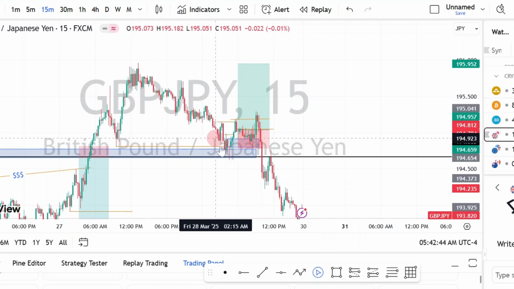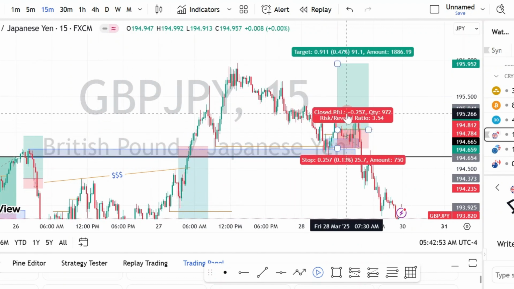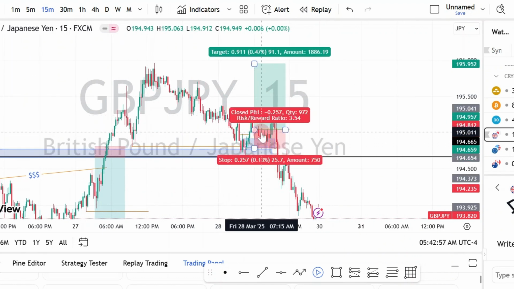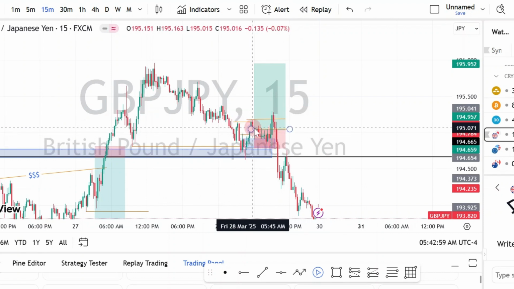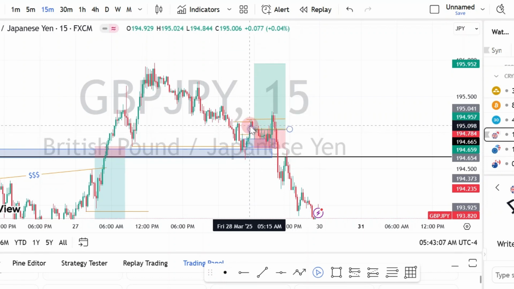So I was thinking maybe it just came here to tap this zone and sweep this liquidity down here. When the price gets to this zone, it taps and starts going back up. That's what I was expecting on Friday. When the price got to this zone, I can see it created a kind of pullback. I can see the buyers are about to take over here, so I entered a buy.